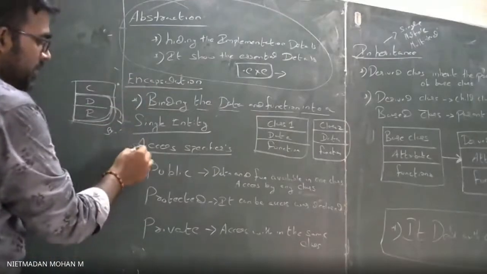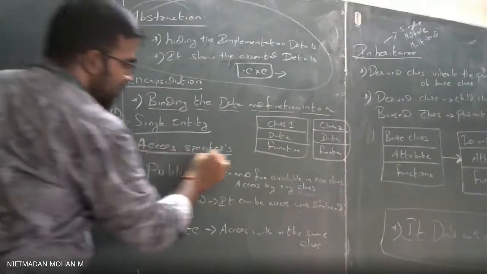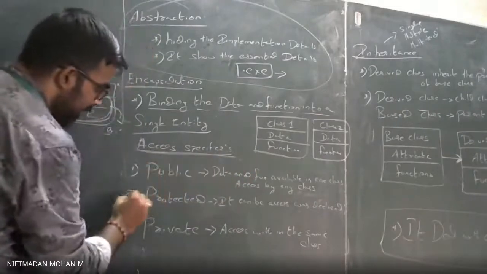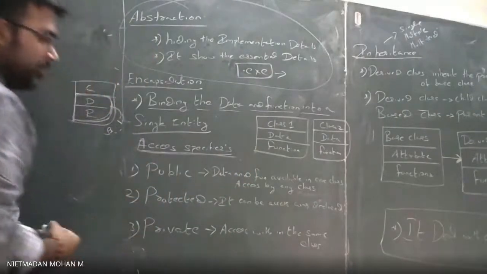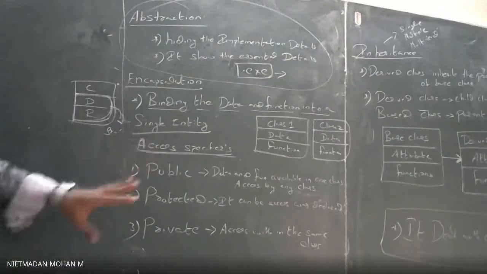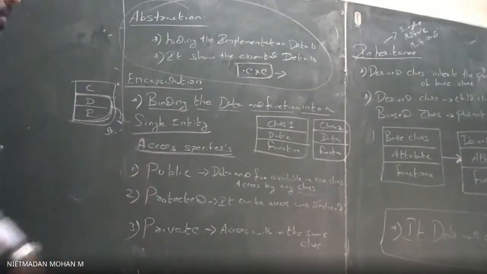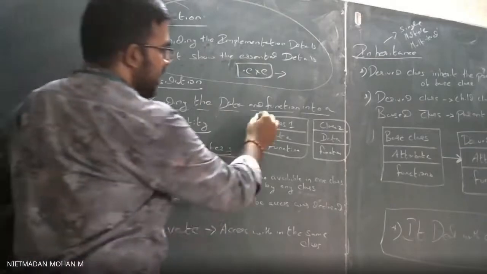So this encapsulation consists of 3 access specifiers. One is public, and then protected and private. So I will explain. I will give you a basic example of this public, protected, and private. So you just imagine that I have created 2 classes.